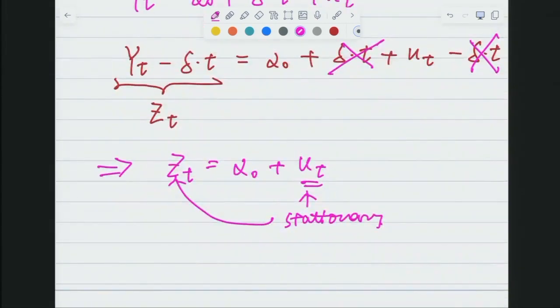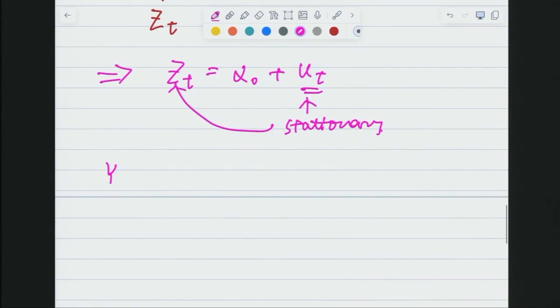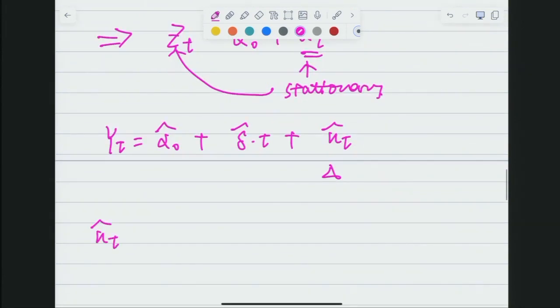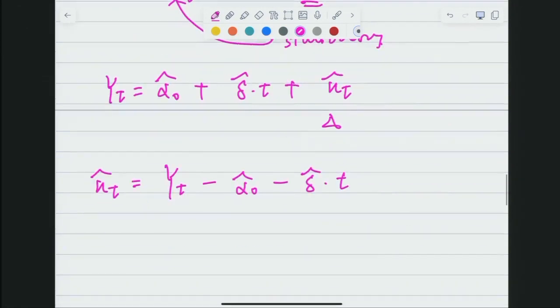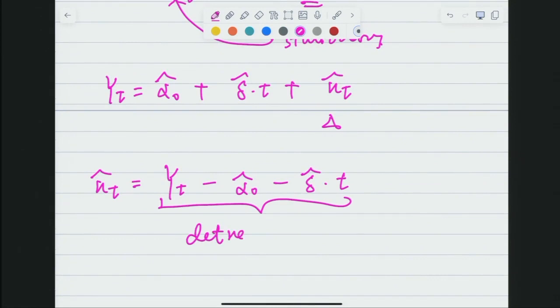And of course, in real life, we never know the value of delta. That means we should estimate delta first by regressing y on the time index. That will give us alpha hat naught plus delta hat times t plus the residual. And it's the residual that does not have a deterministic trend component, because u hat t is equal to yt minus alpha hat naught minus delta hat times t. So it's the detrended series and must be stationary, okay?